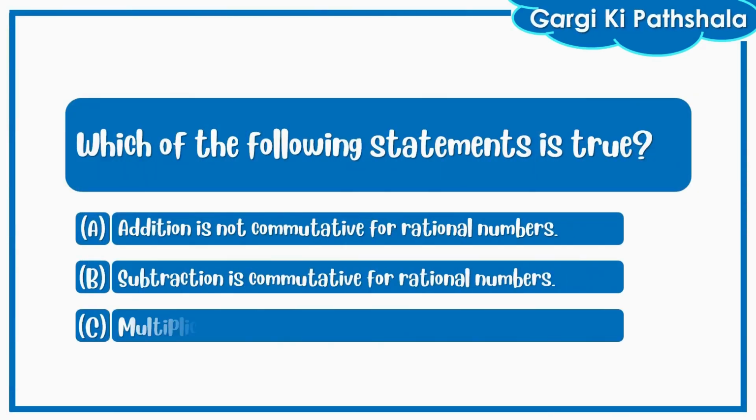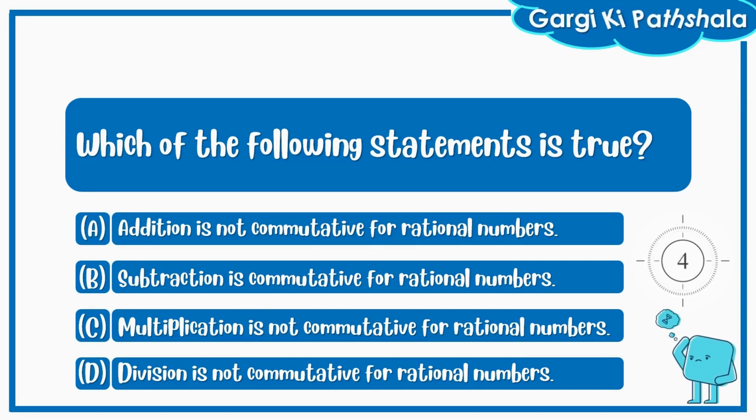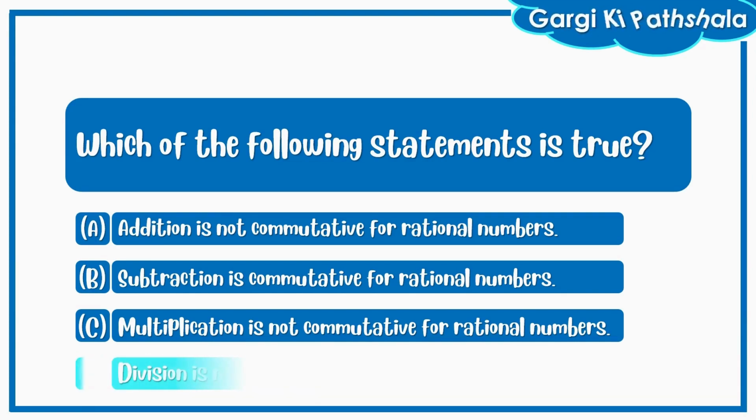Which of the following statements is true? A. Addition is not commutative for rational numbers. B. Subtraction is commutative for rational numbers. C. Multiplication is not commutative for rational numbers. D. Division is not commutative for rational numbers. The answer is D. Division is not commutative for rational numbers.